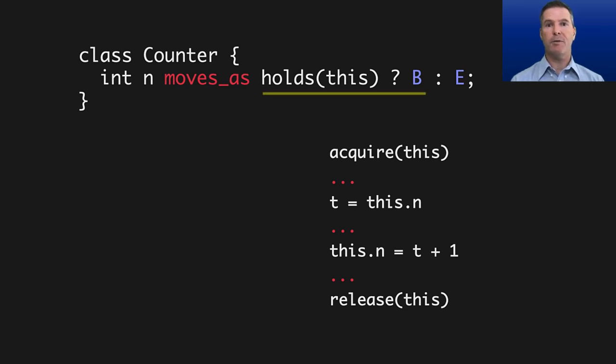It simply says if a thread holds the protecting lock this, then accesses to n are permitted, and are both movers, denoted B, meaning they commute in both directions, both forward and backward, across interleaved steps of other threads. Conversely, accesses to n without holding the lock are an error, denoted E.